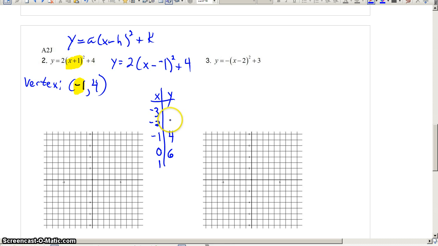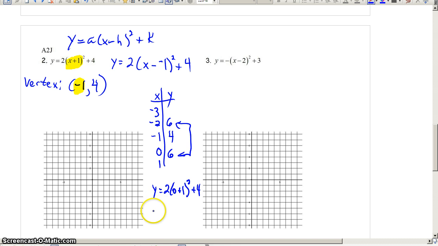2 plus 4, again, is a 6. Here you get your symmetry. But again, all I'm doing, plain and simple, and you can use your calculator to do this to speed it up, you just plug these x values in, work it all out.